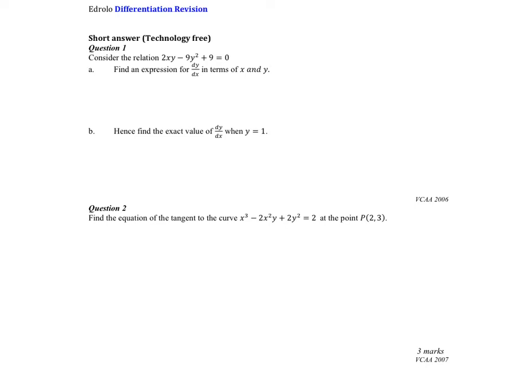Okay, so hopefully you've had a go at all of these things first. So find the expression for dy/dx. So here's our implicit differentiation, isn't it?